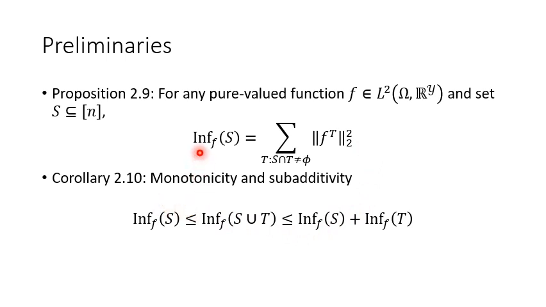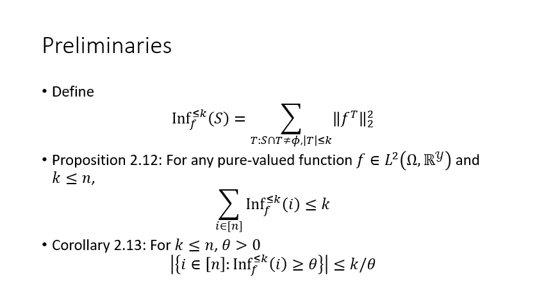And influence also upholds subadditivity, because if we will take the corresponding sum to this influence, then every set that intersects S union T must intersect either with S or either with T. So every element in the sum that will appear here must appear either in this sum or in this sum that are corresponding to these influences. So generally we have that this influence will be smaller than the sum of these two influences.